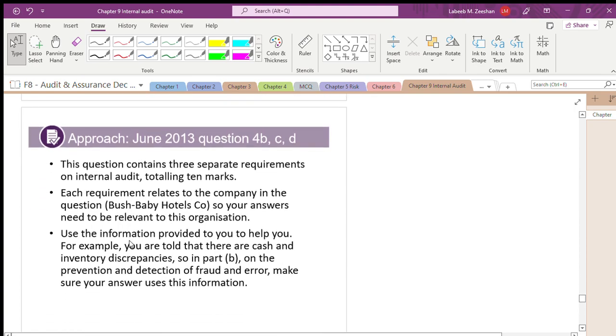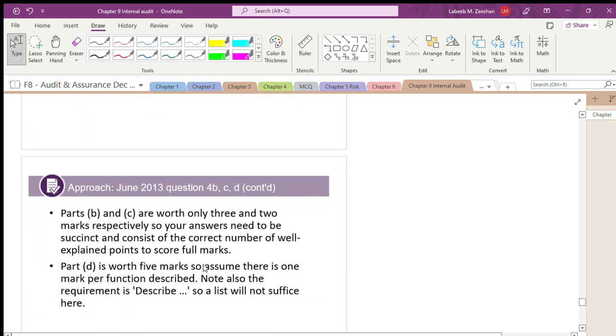The question contains 3 separate requirements. Each requirement is related to the company, so your answers need to be relevant to this organization. Use the information provided to you to help you. For example, you are told there are cash and inventory discrepancies, which means you have to be very specific. Parts B and C are worth only 3 and 2 marks respectively, so your answer needs to be succinct and consist of the correct number of well explained points to score full marks.